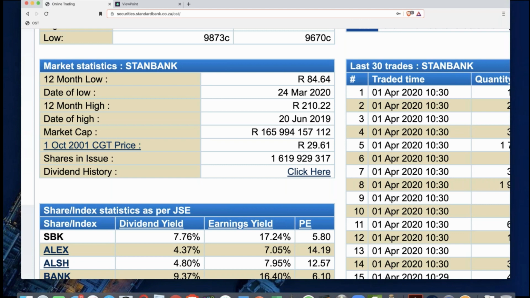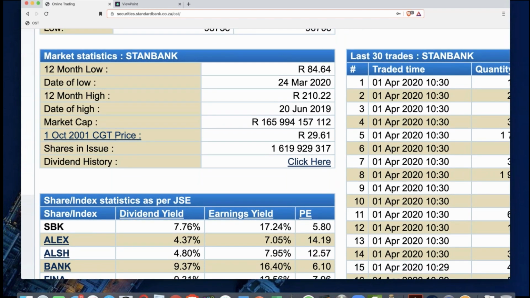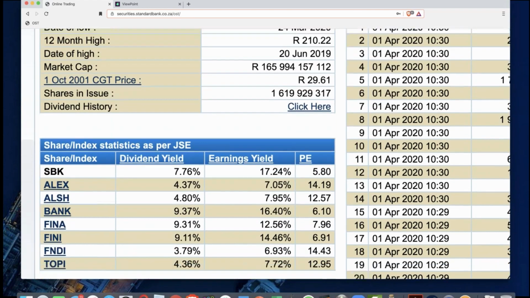The 1 October 2001 CGT price. Now, capital gains tax came into effect on the 1st of October. If you bought Standard Bank prior to 1st of October, you can use the 29.61 as your purchase price. Obviously, if you purchased after 1 October 2001, then you use the purchase price that you got rather than that 29.61. So for most of us, this is 18 and a half years ago. That is moot. There are probably not many people on this webcast or watching the video who've bought Standard Bank more than 18 and a half years ago. Dividend history, shares in issue, we'll come to those.